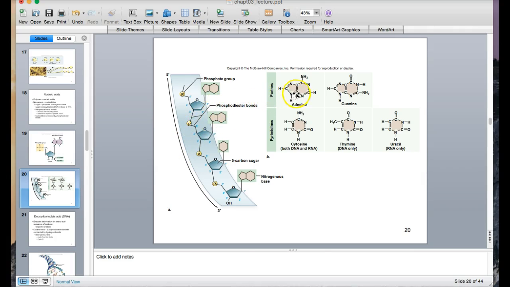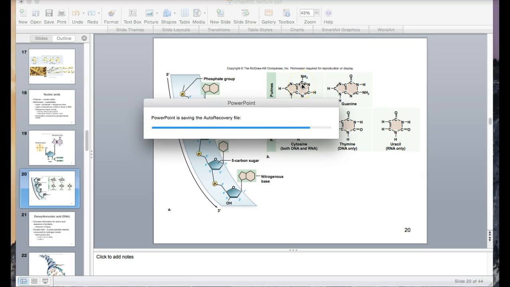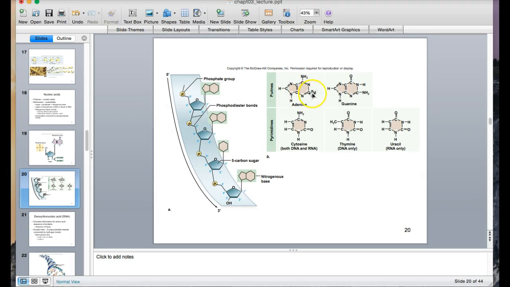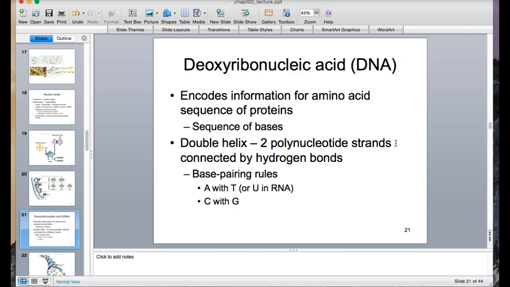So you can see here the actual structure of each nucleotide. Adenine, guanine, and cytosine are in both DNA and RNA, thymine is a nucleotide found in DNA only, and uracil is only found in RNA. Deoxyribonucleic acid encodes information for amino acid sequencing in proteins. And we'll look at this in greater detail once we get into protein synthesis.